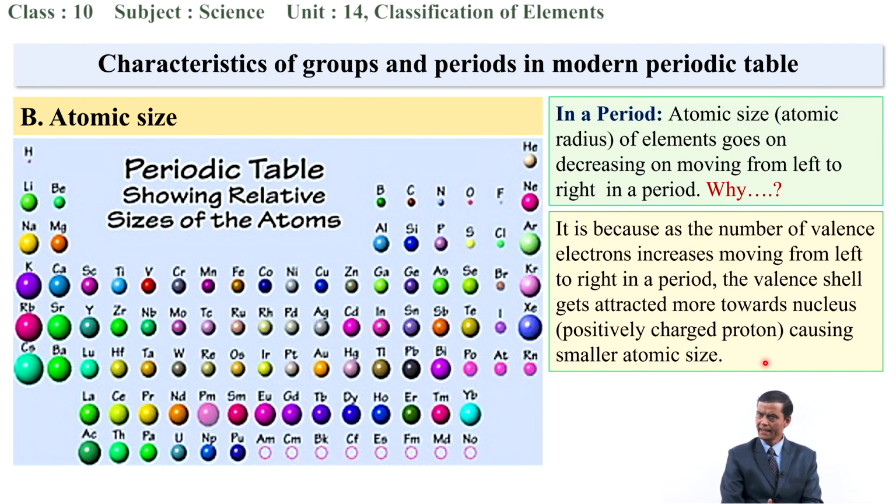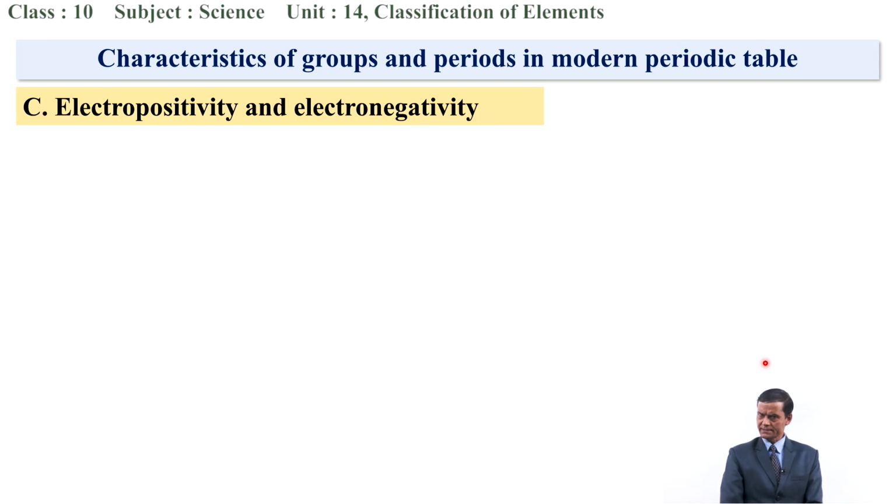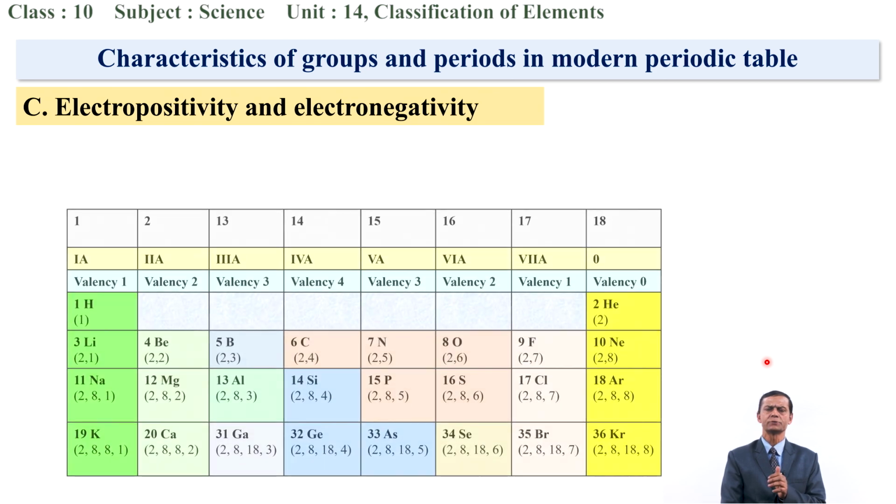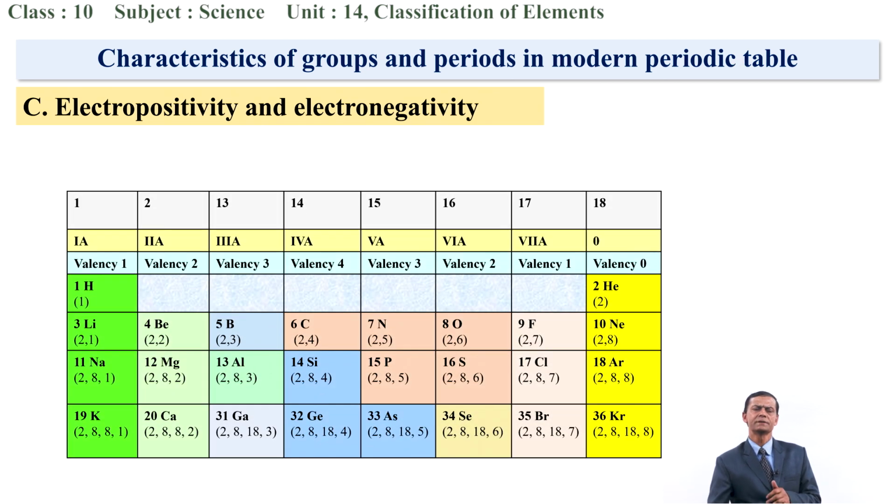Dear students, atomic size is clear, isn't it? In a group, atomic size goes on increasing. In a period, atomic size goes on decreasing. Another characteristic is electronegativity and electropositivity, isn't it? Let's discuss what electronegativity is and what electropositivity is. We can observe them from this table.